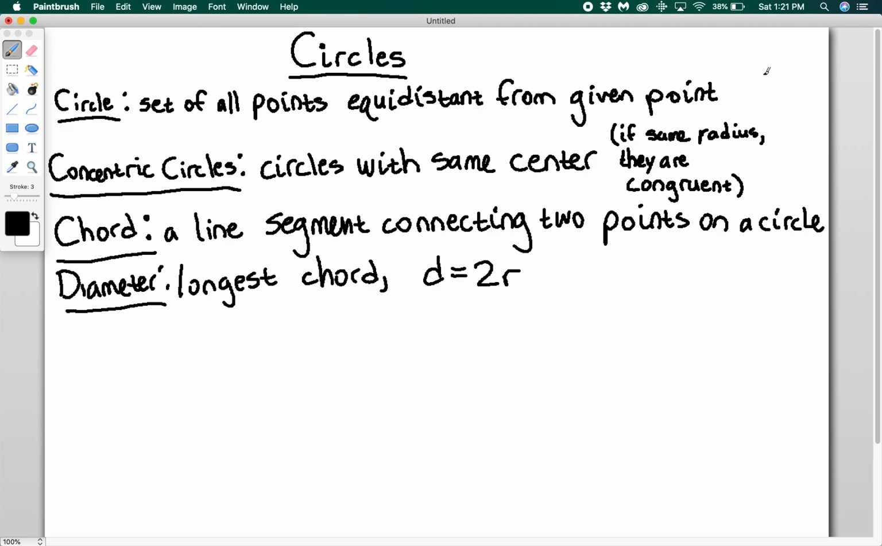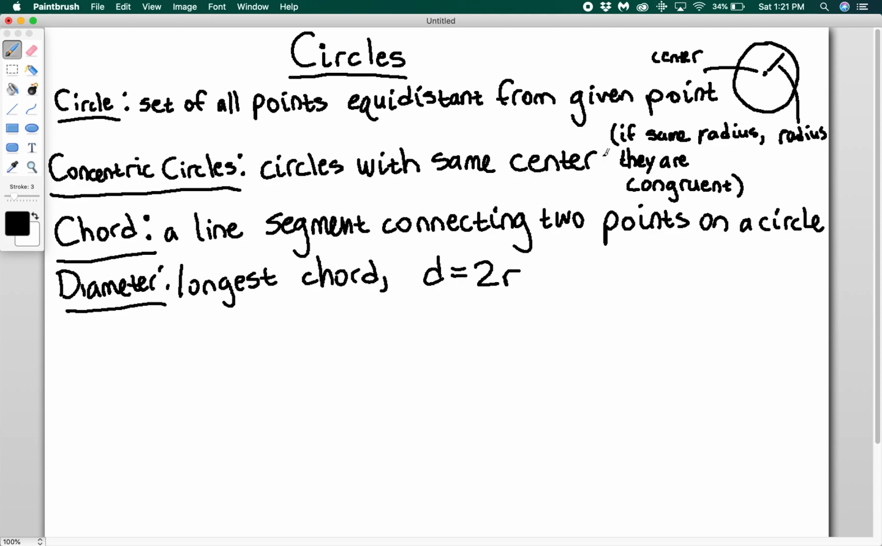Okay, so if I give you an arbitrary point and then I draw all the points that are the same distance away from that point, then I get a circle. This point right here, from which everything is equidistant, is called the center. And the distance away that all the points are from the center is called the radius. Okay, we have the radius of a circle and we have the center.